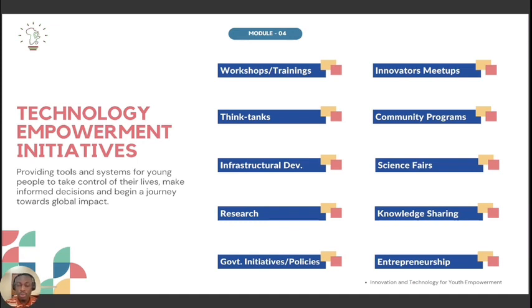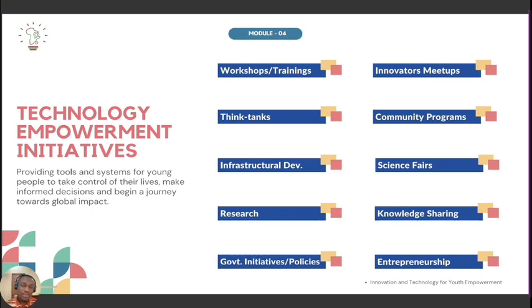Then also think tanks, where people come and brainstorm and discuss the issues that are facing the continent and also facing their individual communities and countries. Then also community programs, because whether we like it or not, there has to be a way to reach out to the grassroots. So community programs are a very good initiative to handle that. Then also infrastructural development. This is majorly on the government to provide certain infrastructure that fosters the acceleration of the growth and the improvement of technology in their various countries and states.